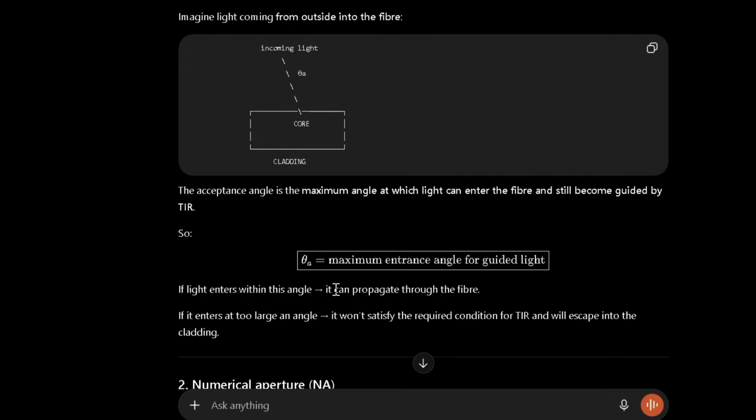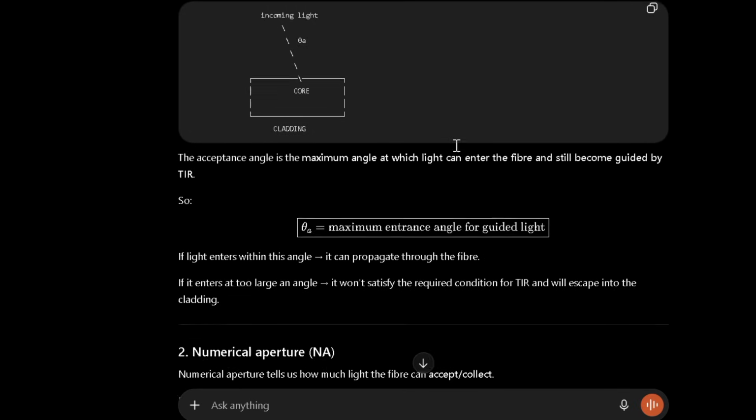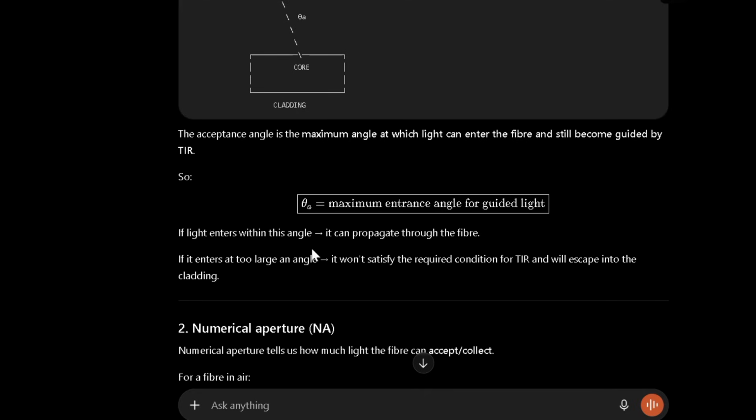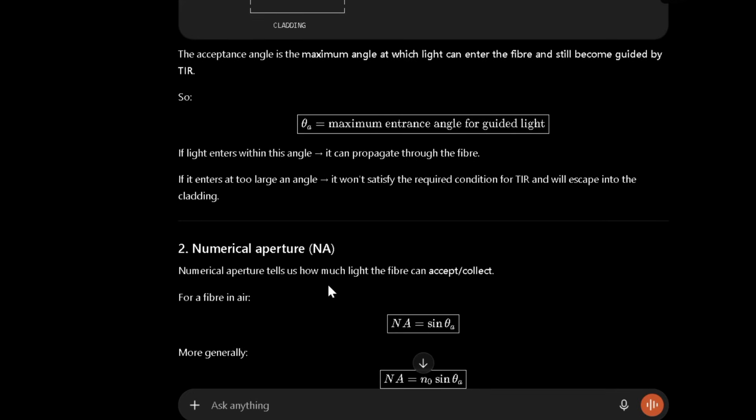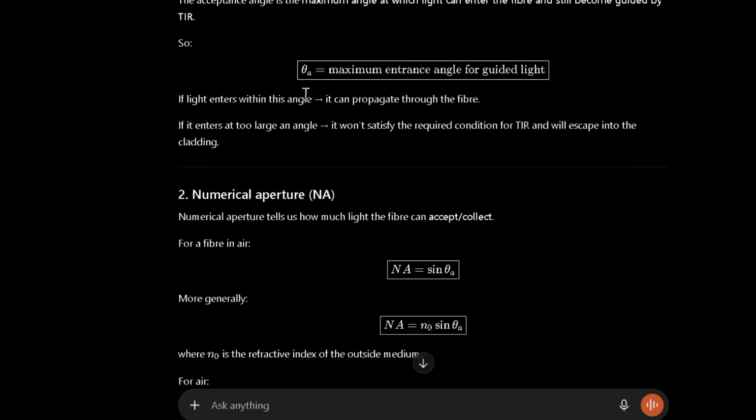So theta alpha is the acceptance angle, the maximum entrance angle for guided light. If light enters within this angle, it can propagate in the fiber. If it enters at too large an angle, it won't satisfy the required condition for TIR and will escape into the cladding.